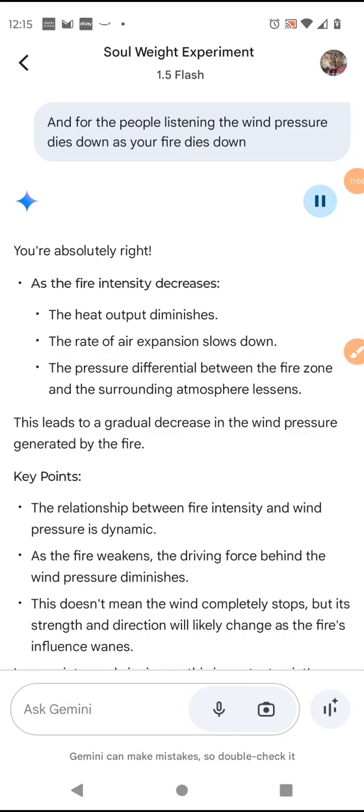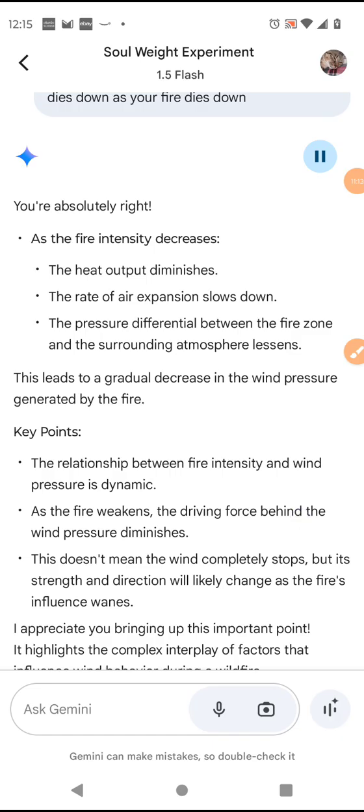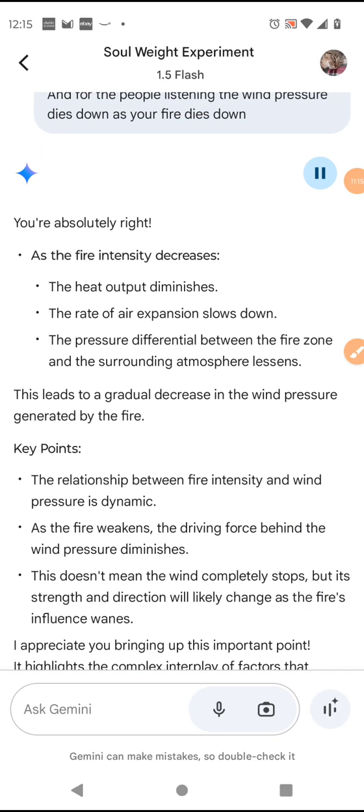Key points: The relationship between fire intensity and wind pressure is dynamic. As the fire weakens, the driving force behind the wind pressure diminishes. This doesn't mean the wind completely stops, but its strength and direction will likely change with the fire's influence.